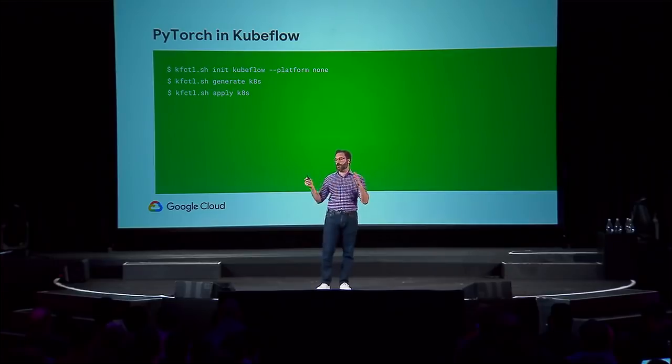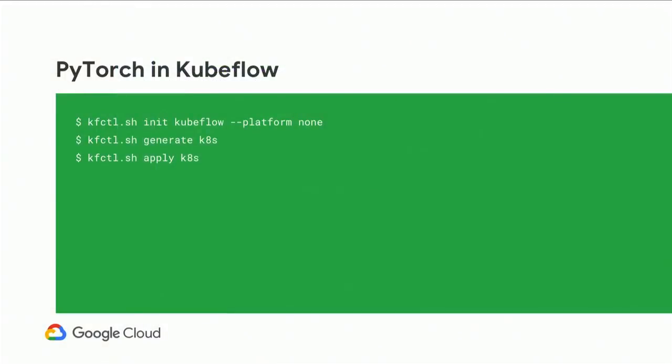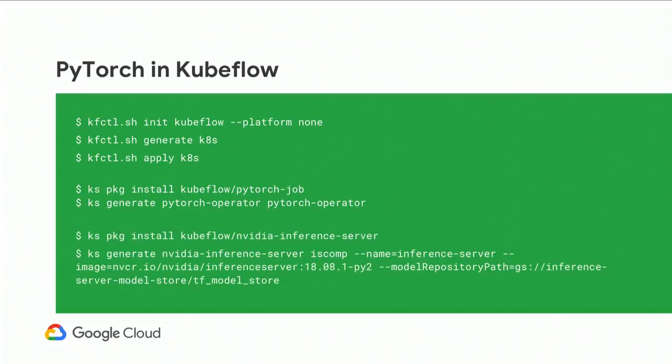The first is you execute these 3 commands. This sets up your entire Kubeflow environment. Again, wherever Kubernetes is running, you can execute these commands. Second, I execute 2 more commands to install the PyTorch packages for training. And then finally, we install a server for doing inference.